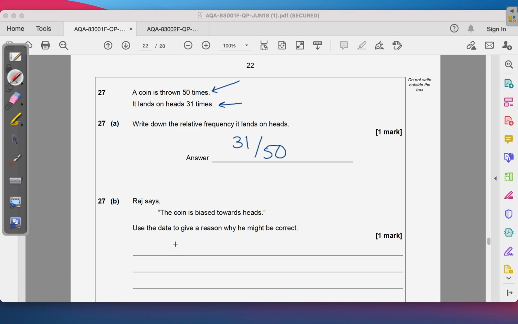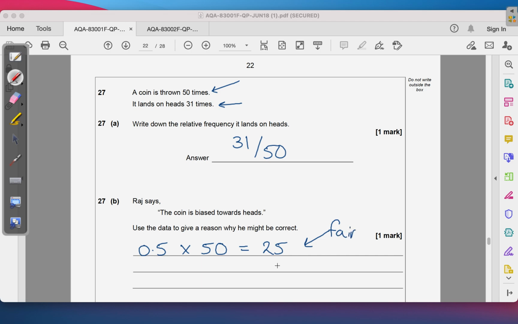Now, the reason that you might be correct is because if you were to throw a coin, you've got a 50-50 chance of it being heads or tails. So that means that you've got a 0.5 chance that it'll land on heads, and a 0.5 chance that it'll land on tails. So if you throw it 50 times, you would expect it to give you 25 heads. That's what you'd expect, assuming the coin is fair.